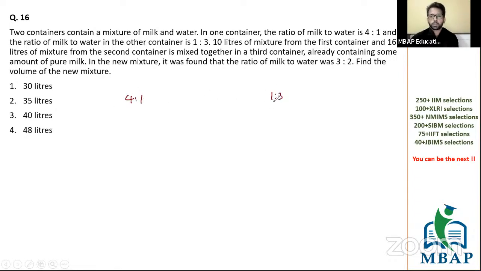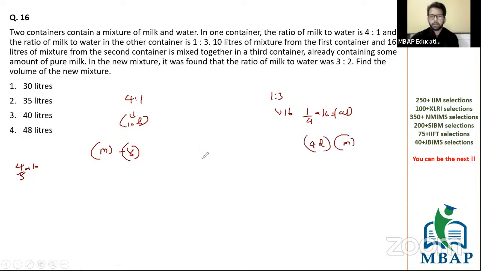4:1 here, 1:3 here. When you're taking 10 liters of it, what is the milk which is going to come out from here? It's going to be 4/5 × 10, which is 8. So 8 liters of milk is going to come from here. Similarly, you're removing 16 from here, so 1/4 of 16, which is 4 liters of milk, is coming from here. Obviously, if I mix them, the total mixture will have 12 liters of milk. But if I see the total volume, this is 10, this is 16. The total is going to be 26.